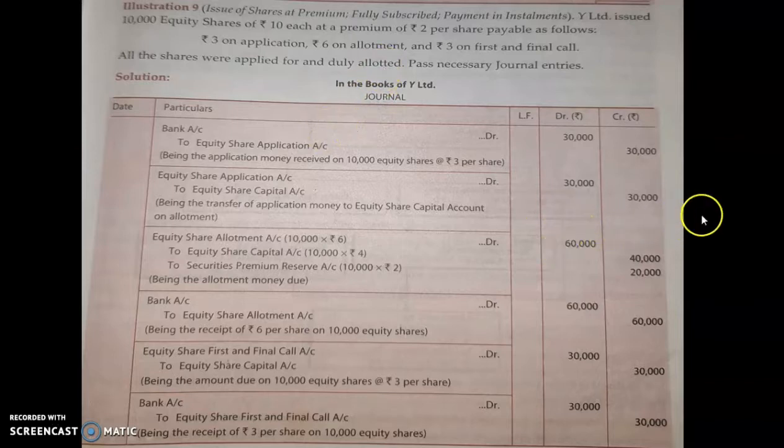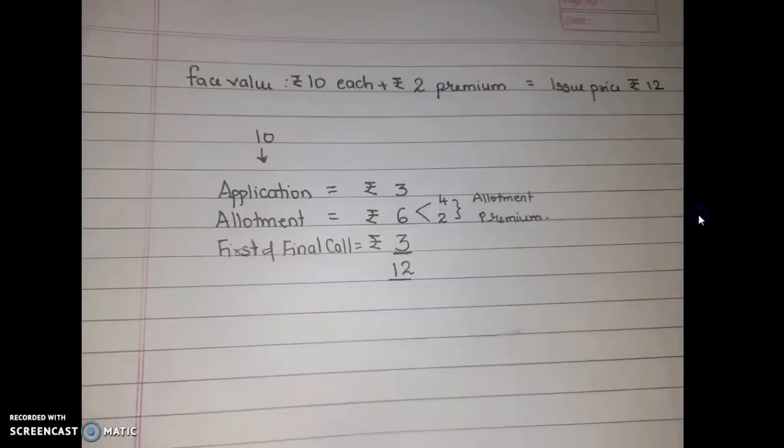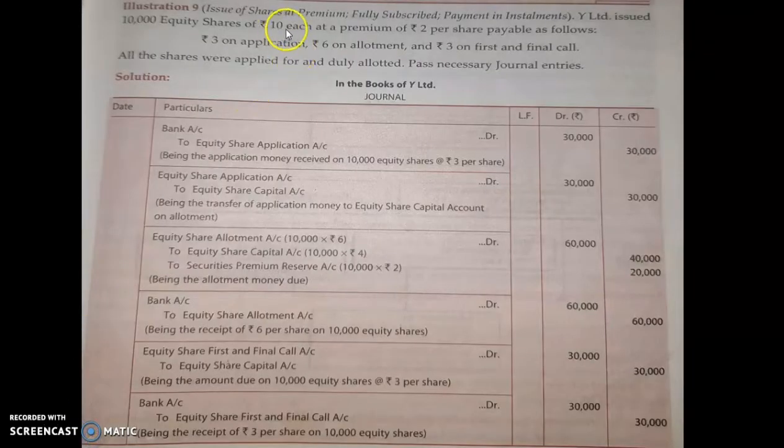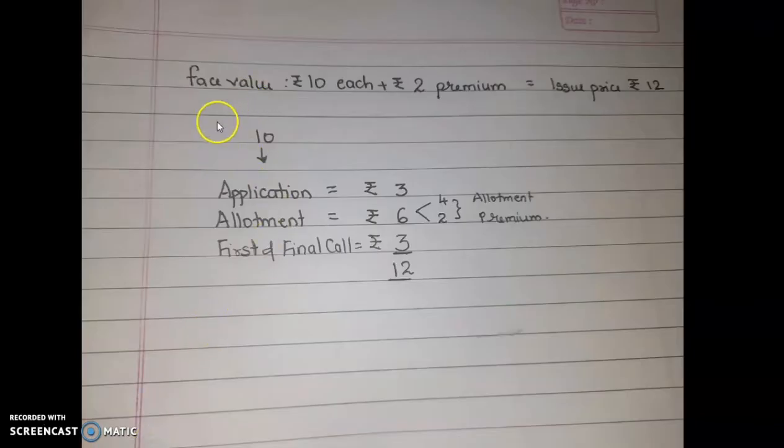So children, before going to this problem, let me make it clear that in the question it is given that the face value of the share is 10 rupees and the premium is 2 rupees. And you are collecting application money, allotment money and first call. So let us see how this is made. That is, face value of the share is 10 each. 2 rupees is the premium money. So what is the issue price? You are issuing these shares for 12 rupees. Okay. Now this 10 rupees, how are you going to collect?